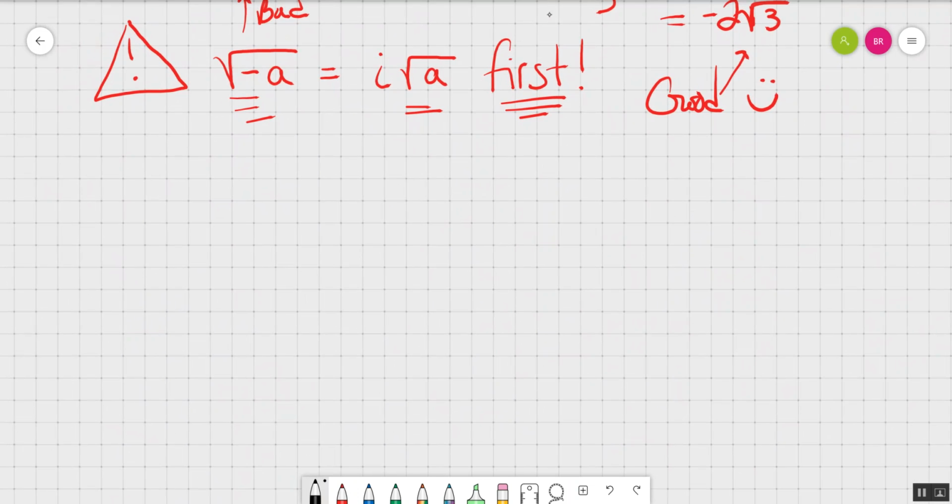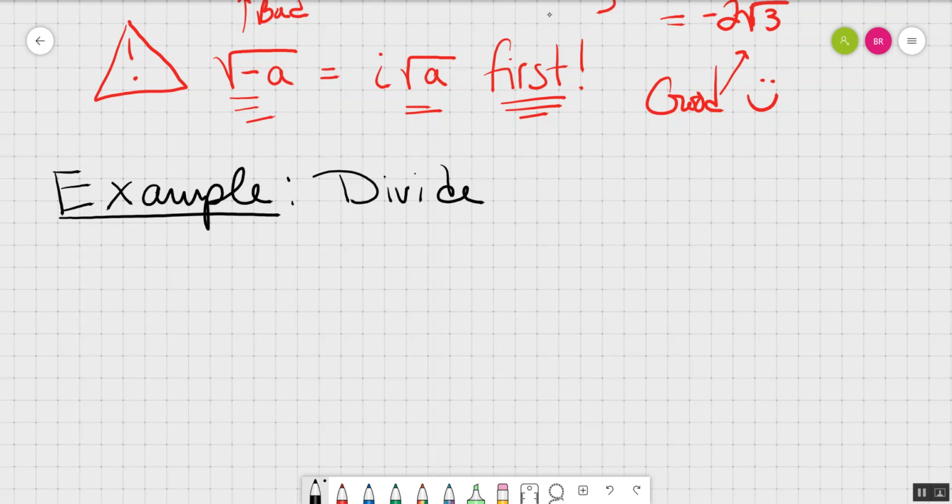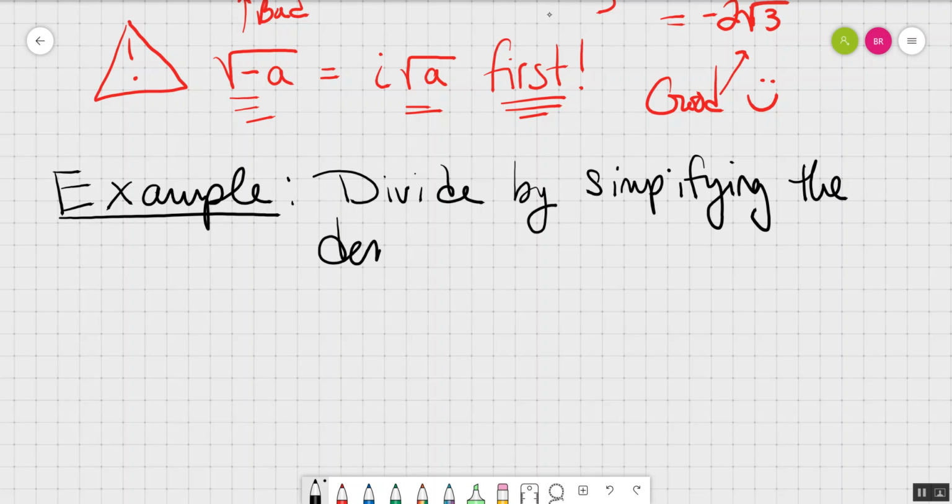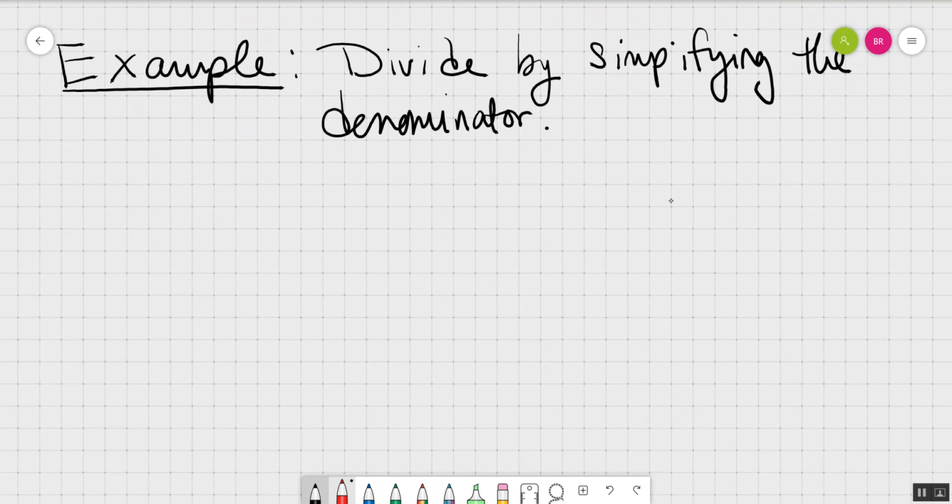Let's look at the other use of this. So the last thing I want to do is divide. Oops, that was supposed to be example. Divide by simplifying the denominator. Okay, so we're going to be looking at two things with this. Well, not really two things. Something kind of simple.